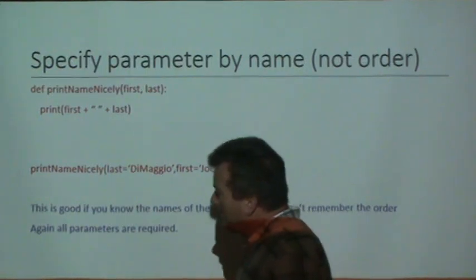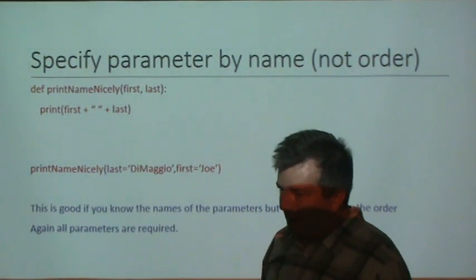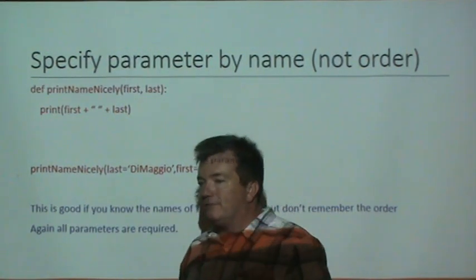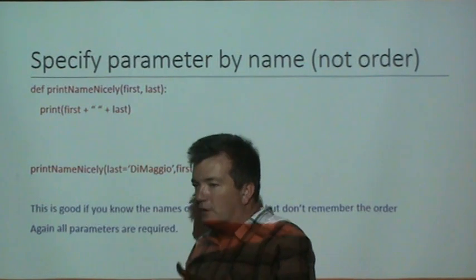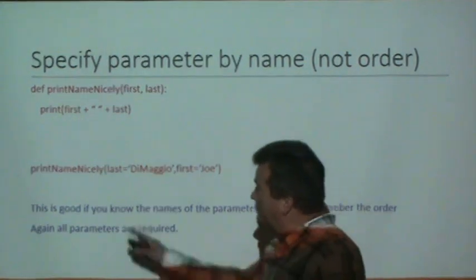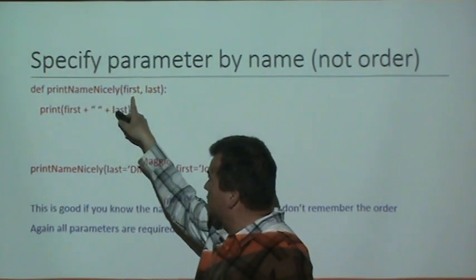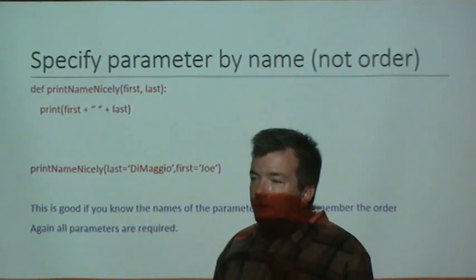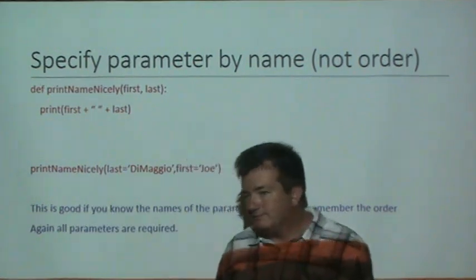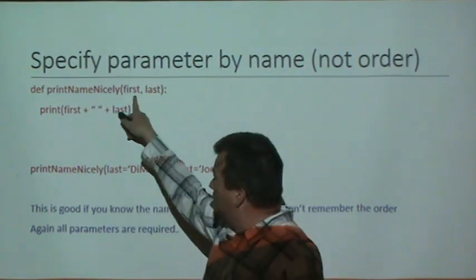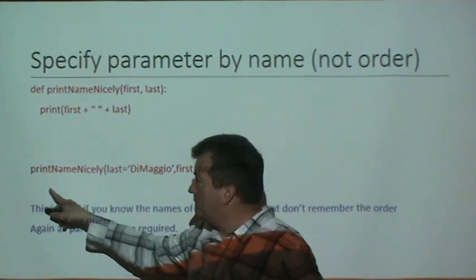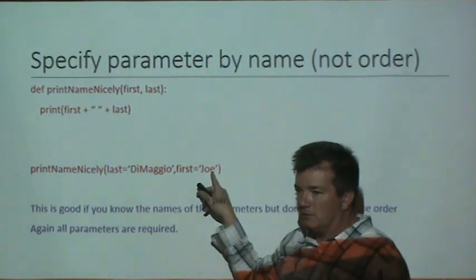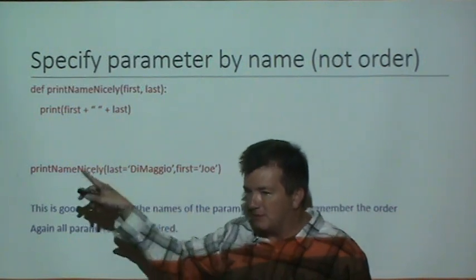You can specify the parameters if you know their names. So if you can see the function and you know the parameters' names, you don't have to specify them in order. So for example, we can take this print name nicely, which wants a first name and a last name. Well, if you supply it 2 parameters, it assumes the first one is the first name and the second one is the last name. But if you, for some reason, want to give your parameters out of order, and you know the names of the parameters, you know it's first and last, you could call the function by saying print name nicely, last equals DiMaggio, comma, first equals Joe. And this would print out Joe space DiMaggio.